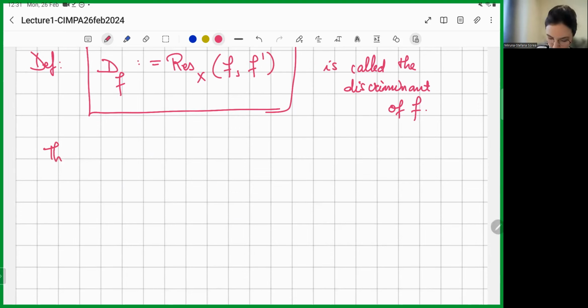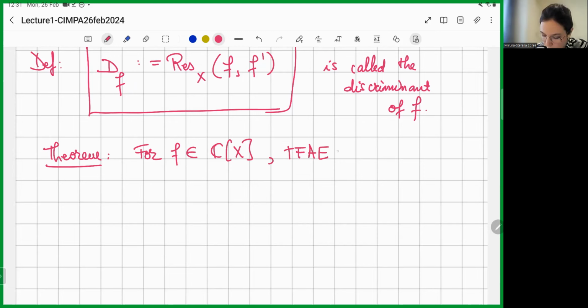This is a theorem that for f in C of x, the following affirmations are equivalent. I write briefly then. F has a multiple 0 in C, and the second affirmation is that the discriminant of F vanishes.